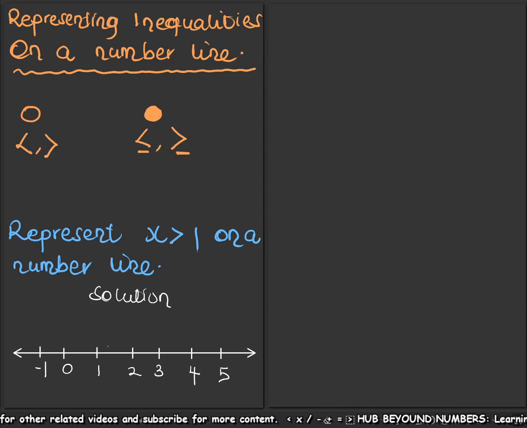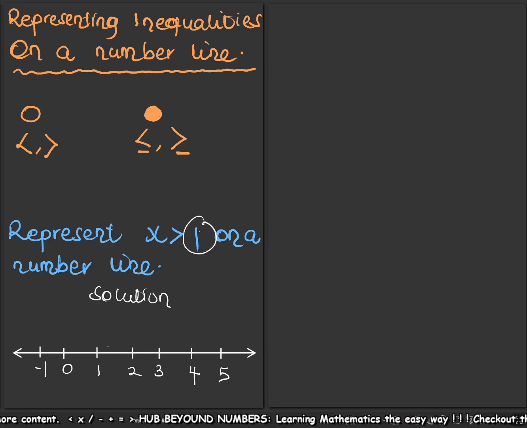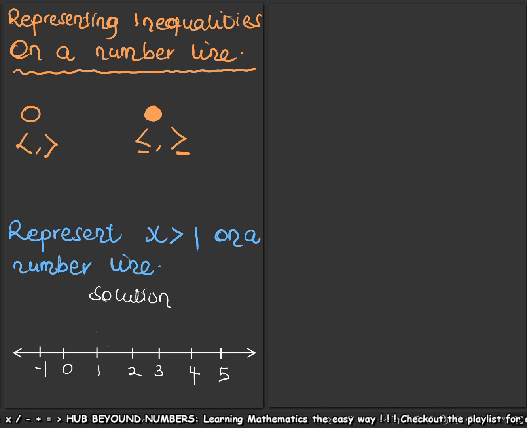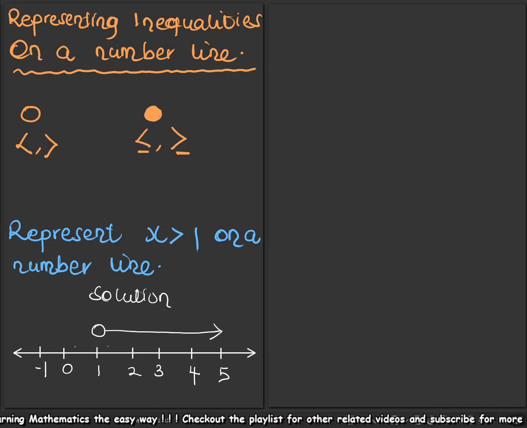Now look at my symbol over here. It is just greater than. And greater than says I should just use an open circle. So I'll come to the value, which is 1, and locate it on my number line. So this is where I have my 1. So I put my circle there, and I'll draw an arrow showing the side that satisfies my inequality. So x is greater than 1. Now all this side here are definitely greater than 1. 2 is greater than 1. 3 is greater than 1. So that's 4, and then so that's 5. So this is how we represent what? Inequalities on a number line.